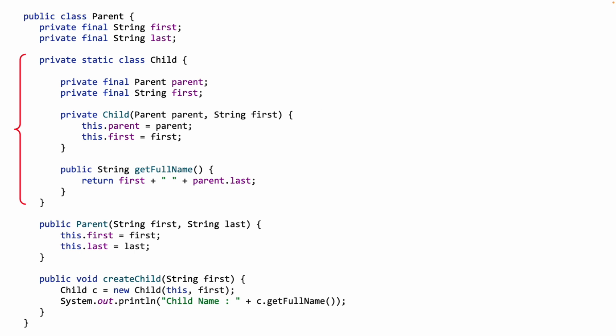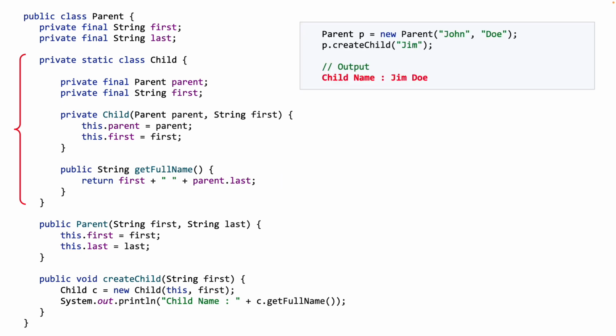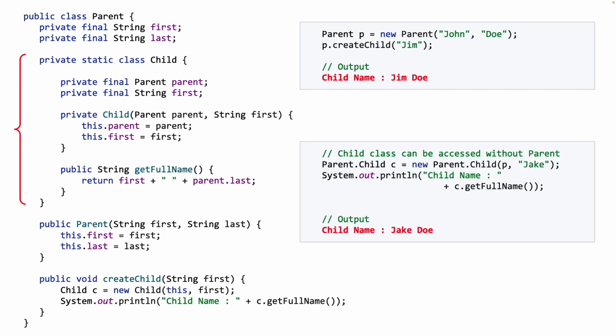Now you can also see that the getFullName has now been modified to access the private member of the parent, the last variable. Now when we run these examples, we will get the full names, as you see on the screen. It will print Jim Doe. We can still create the child, but this time we are forced to pass the parent as a parameter. And that's the correct behavior.